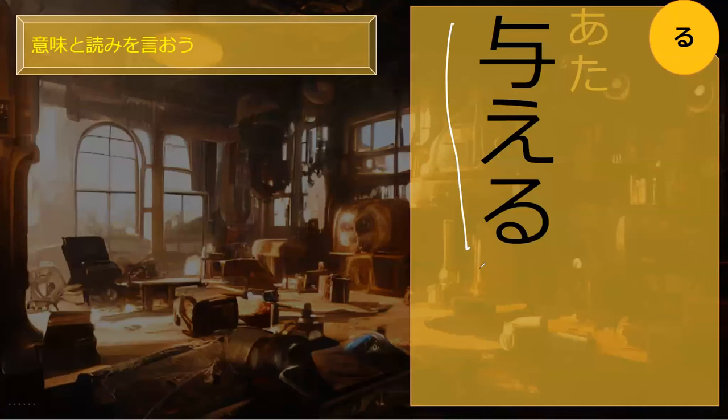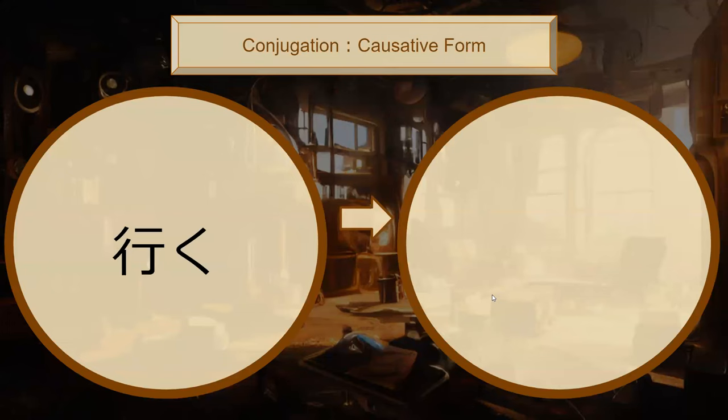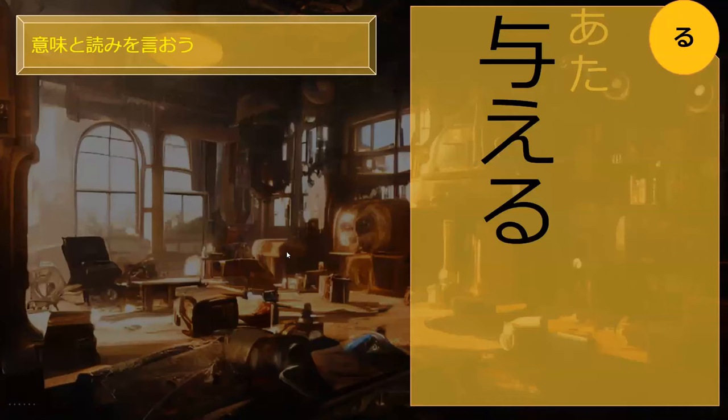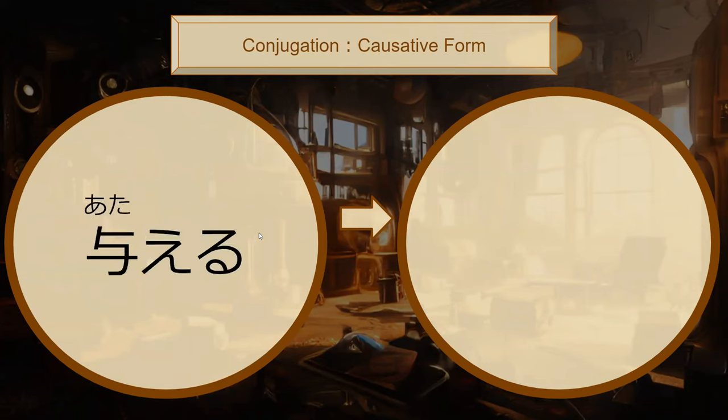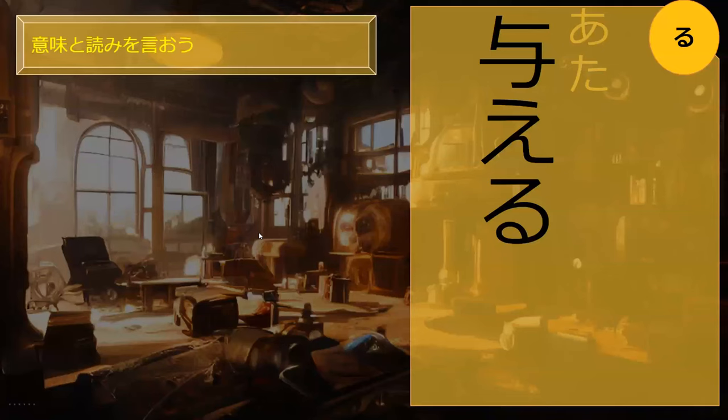Ataeru means to receive. Ataeru, to receive. What is the causative form of iku? Iku. Ikaseru. Perfect. And sorry, I said the meaning of ataeru wrong. Ataeru is to give, like ageru. Give. Sorry. Wait, why do they have two different verbs for the same meaning?